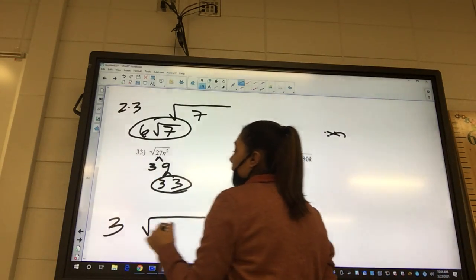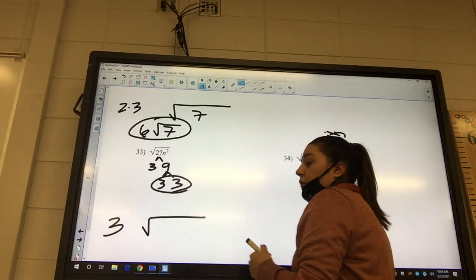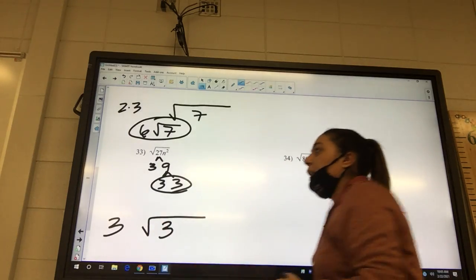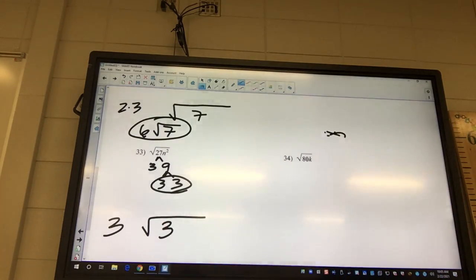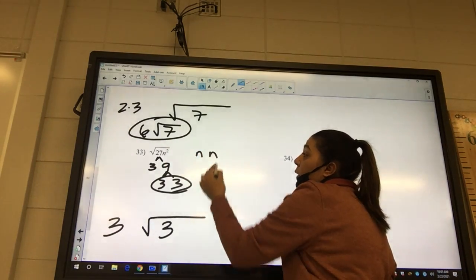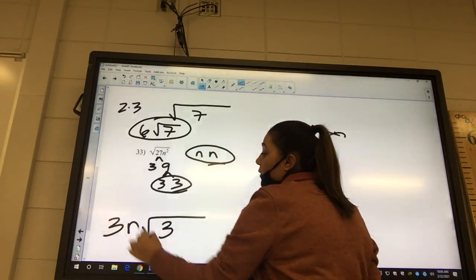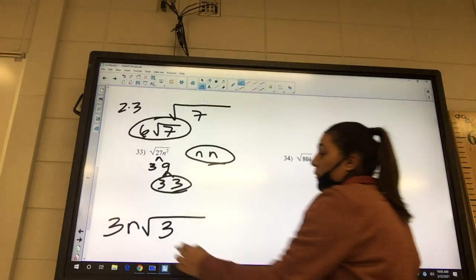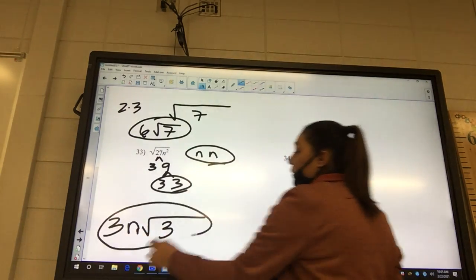Okay, and that goes on the inside. What about the other one? Can he go? No. Okay, and then what about the n's? One of them can go. Okay, we have 2 n's. It says n squared. So of those 2 n's, one group of them can go. So it's going to go on the outside.